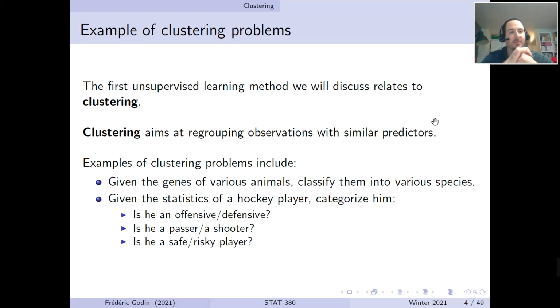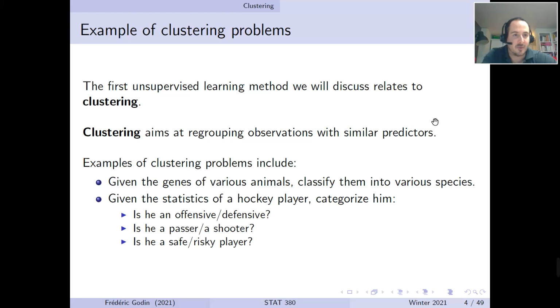The first one, we mentioned earlier in chapter 1. If you have various animals and you have their DNA sequence and you know their genes, you might want to classify them into various species. And of course, there's no correct answer about what should be the ultimate classification. That classification is subjective, but you'd like to find one which makes sense and helps you analyze how animals are similar or dissimilar to each other.